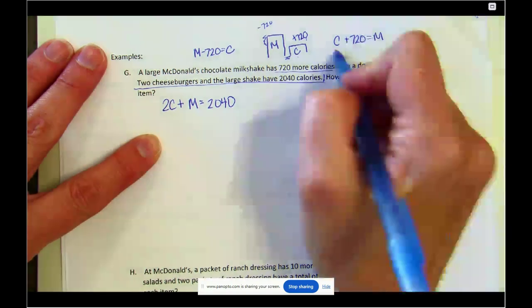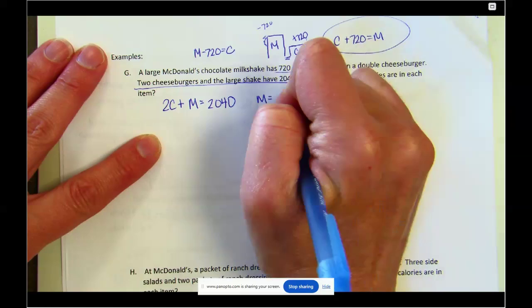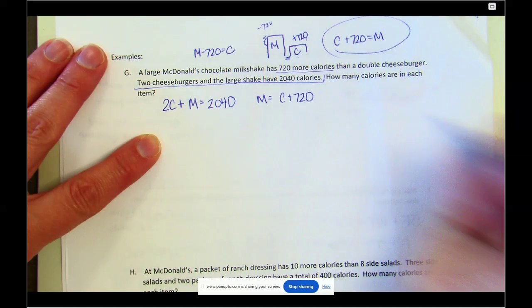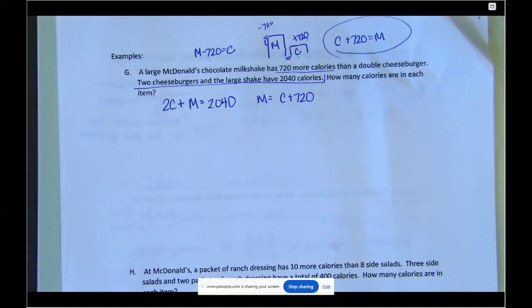Okay, so here's our 2 equations. M equals C plus 720. Question for you. I didn't stack them up on top of each other. Would you substitute or eliminate? Substitute. Yeah, why? Because you have M equals. Please substitute. Okay, I want to have you solve that one. We won't solve all of them today, but we will solve a couple of them today.